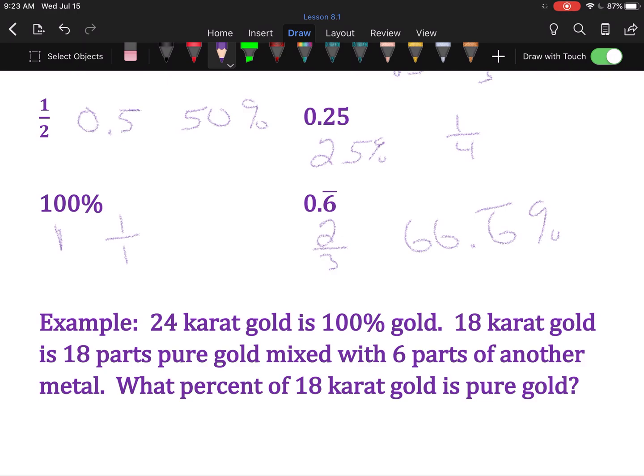Okay, so to figure this out, we're just going to do the 18 parts that are pure gold and divide that by the total number of parts. So this is gold over total parts. 18 divided by 24 is 0.75. As a percentage then, that is 75% pure gold.